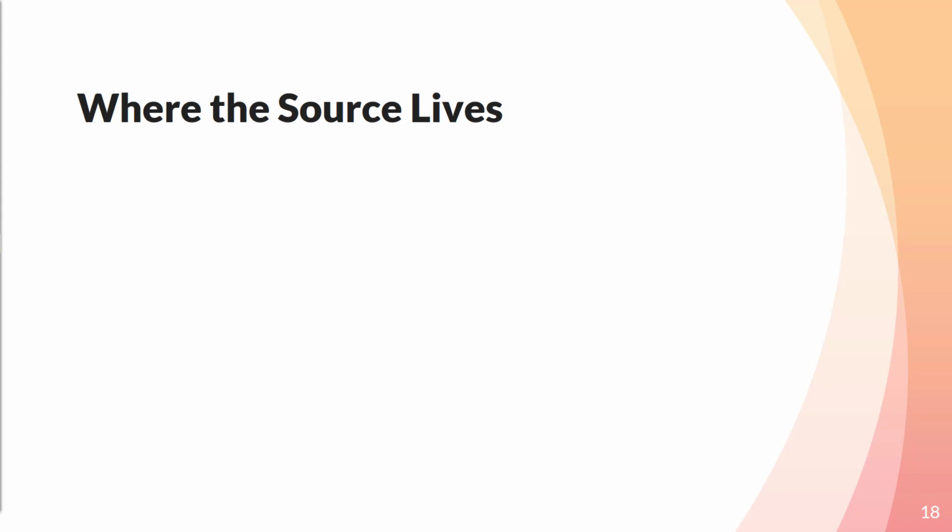Consider where the source lives. A source that's on the open web is something that you might find by doing a Google search, and there's often no fee associated with it. Newspapers and journals may be available on the open web, but they do have a fee associated with them often.